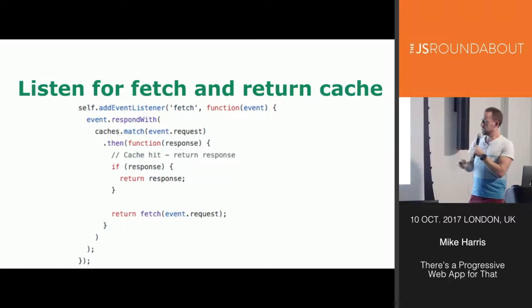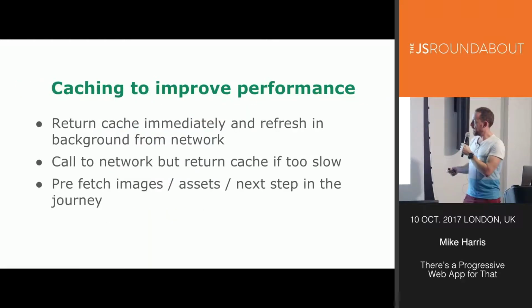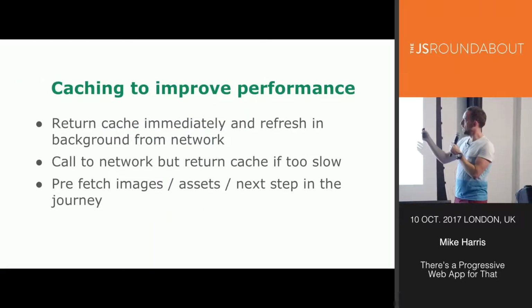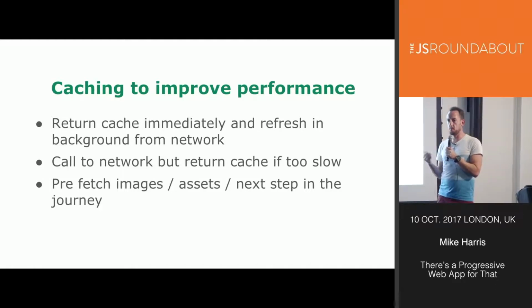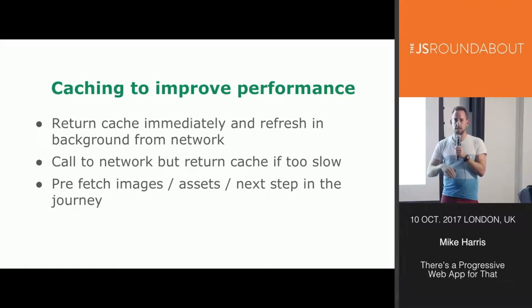This is kind of one caching strategy, just a couple of lists of other things you can do. You could return the cache immediately and refresh that cache in the background. Maybe you call off to the network first, but if your network's really slow, let's say your user is on a 3G network, maybe you call off, and if nothing's come back within 1 or 2 seconds, you can return whatever's in the cache. You can do a whole load of other logic in here.